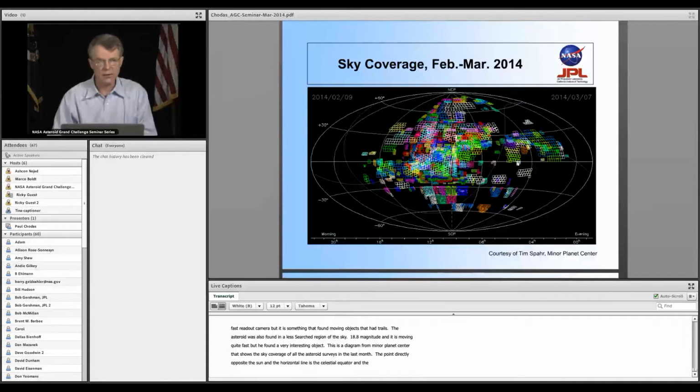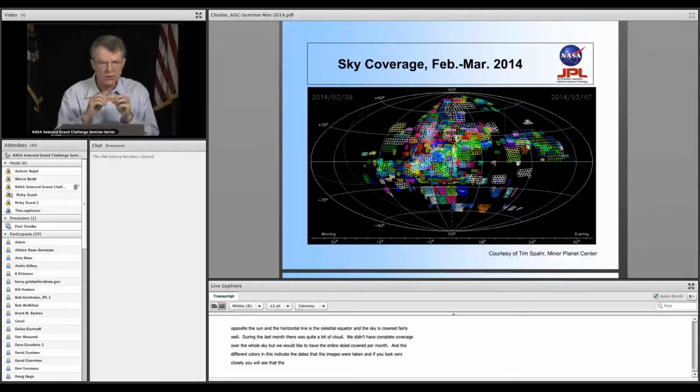During the last month, there was quite a bit of cloud, so we didn't have complete coverage over the whole sky. But ideally, we would like to have the entire sky covered at least once, if not more times, per month. The different colors indicate the dates that the images were taken. If you look very closely, you'll see that they consist of little mosaic squares. Each of those squares is the field that the telescope is taking in a single image.